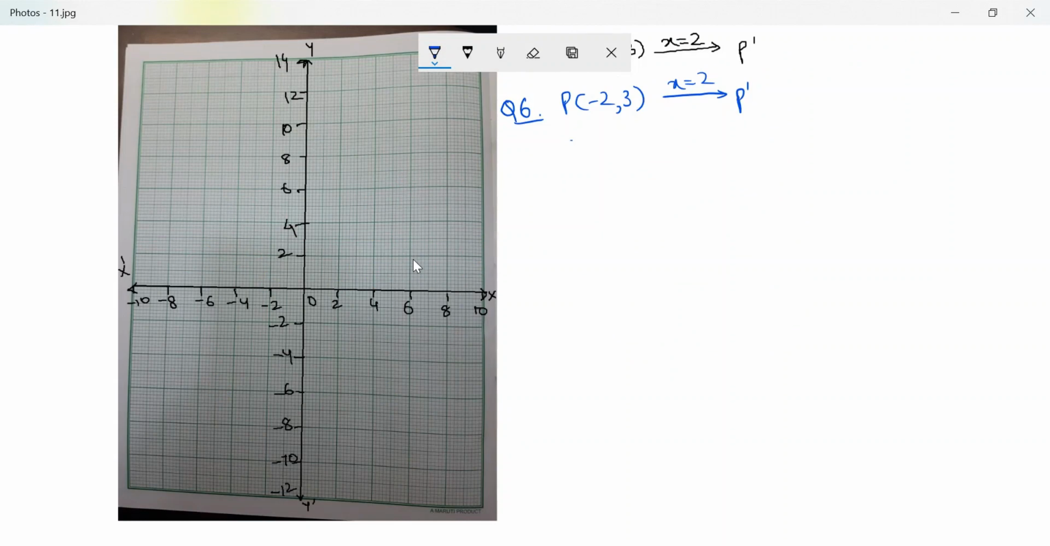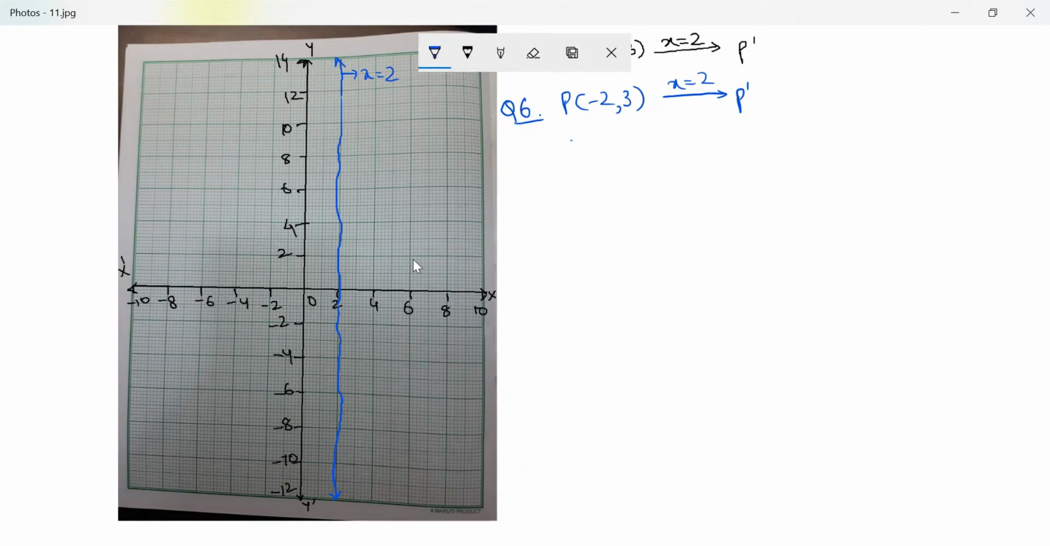Question number 6. A point P is reflected in the line x is equal to 2. So this time we are reflecting it in the line x is equal to 2. So this is the line x is equal to 2. You will draw this using a ruler or a scale basically. I do not have access to a scale on this software. So this is my line x is equal to 2. This is basically the mirror, and I would be reflecting all my points on this mirror.